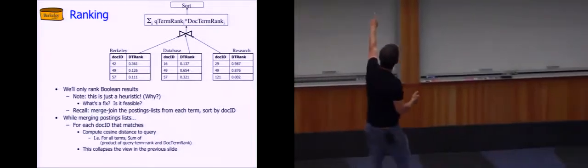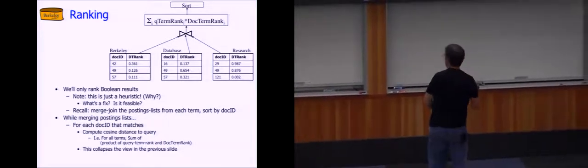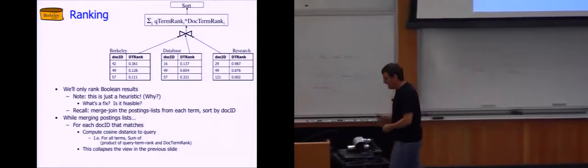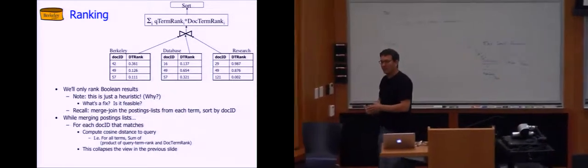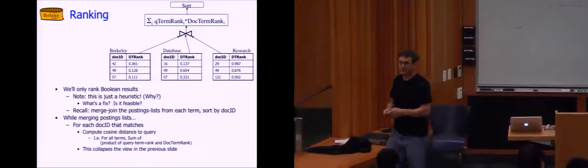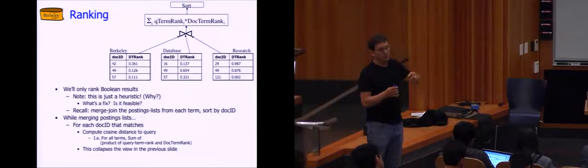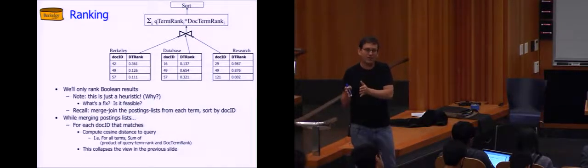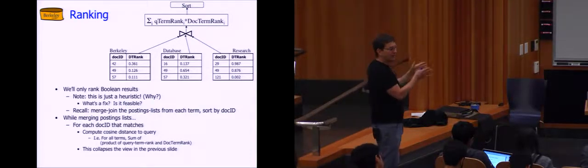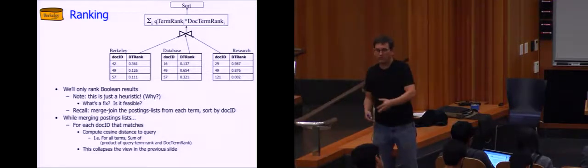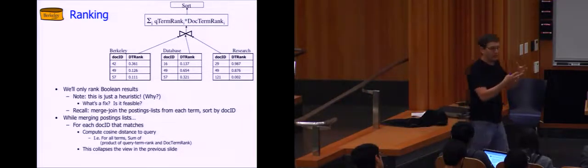And as we talked about last time, we're only going to do this for the matches in the index, for Berkeley, for database, and for research. We actually will not look at documents that don't have all three of those terms in this query plan. And we talked about last time that you could take this and union it with a Berkeley and database query, union it with a database and research query, and union it with a Berkeley query, a database query, and a research query. And you could sort all of those if you wanted to.